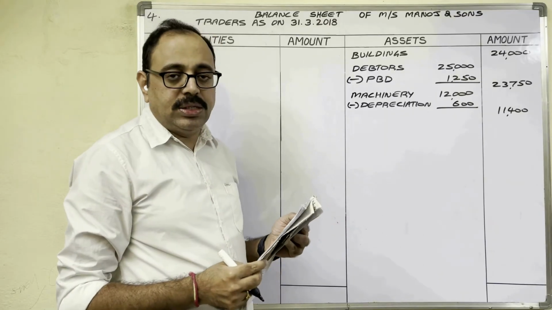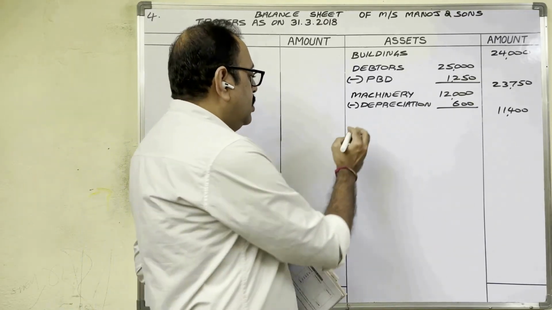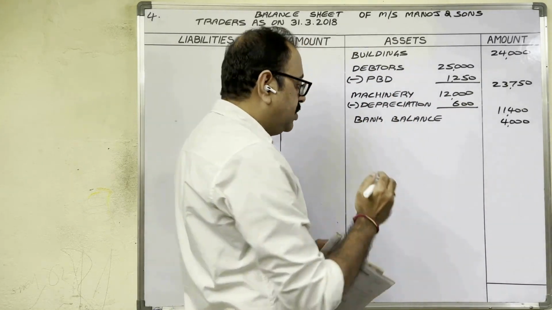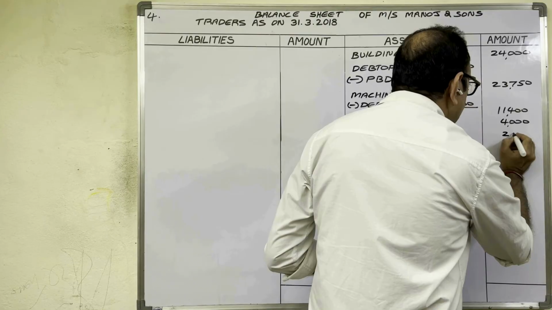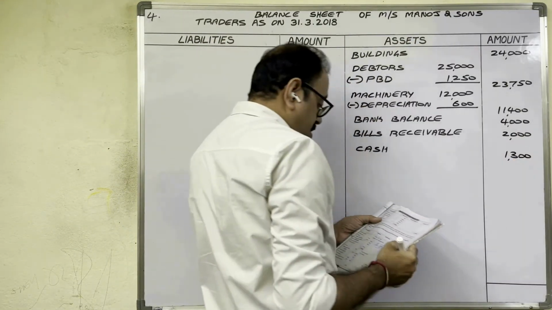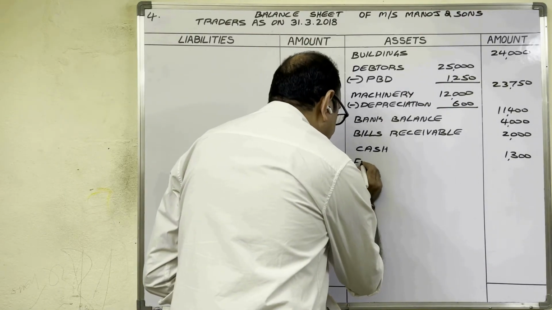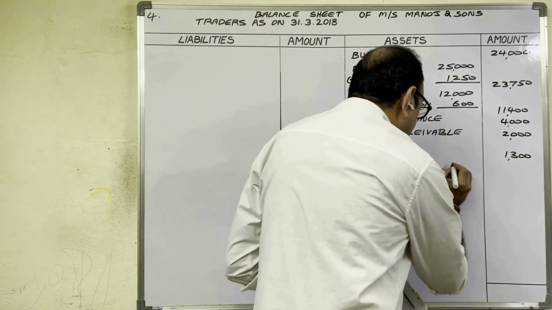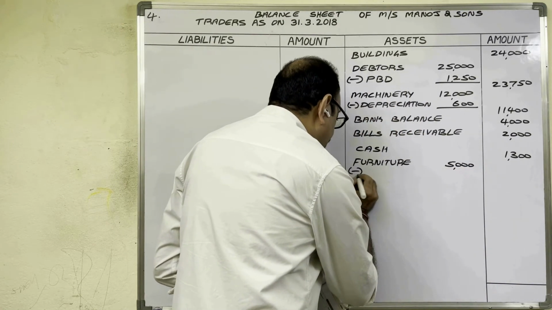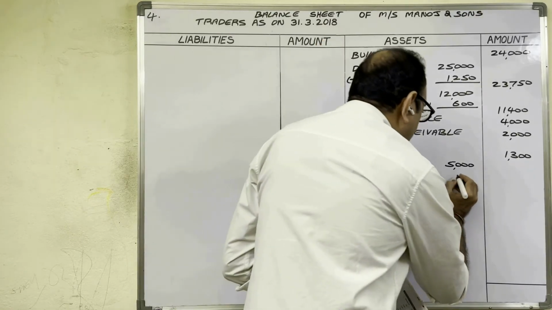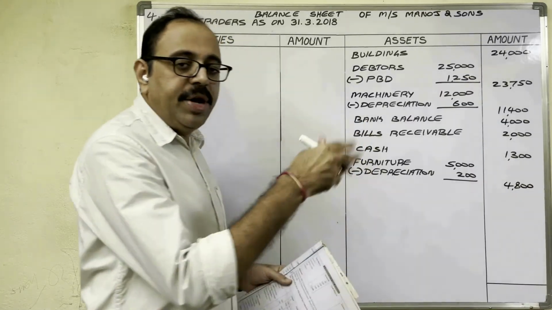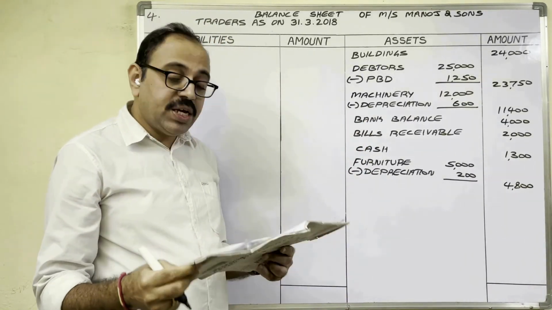Next, insurance. Bank balance, this is an asset, 4,000 rupees. Bills receivable, asset, 2,000 rupees. Cash, asset, 1300 rupees. Furniture, asset. Depreciation is given in the adjustment. Therefore, furniture value 5000 rupees in inner column. Depreciation we have to subtract, 200 rupees. Remaining amount in outer column. So debit column completed.